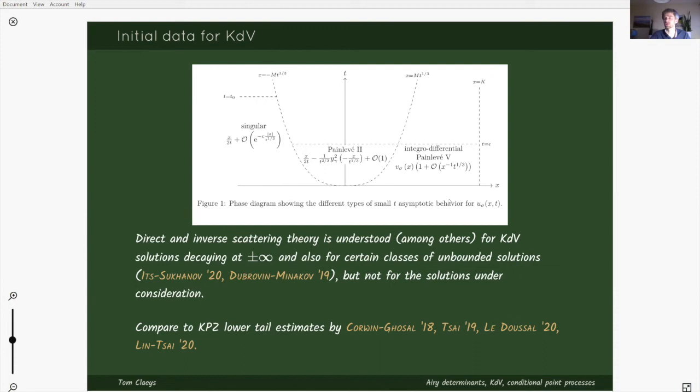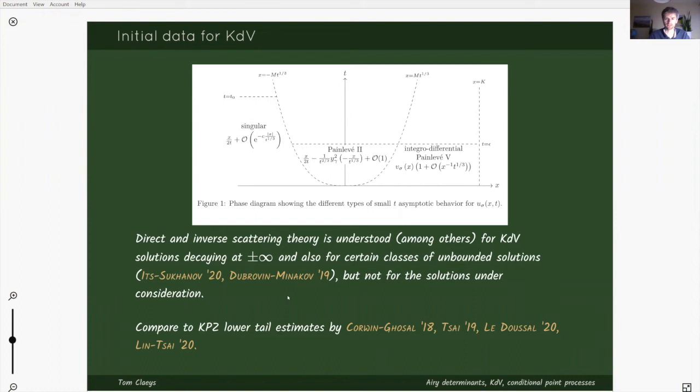Something that generalizes the reflection coefficient. This is something we have no idea how to approach. It seems technically also quite hard. So at the moment we're happy to understand how the inverse scattering works, but the direct scattering we don't really have a good idea.